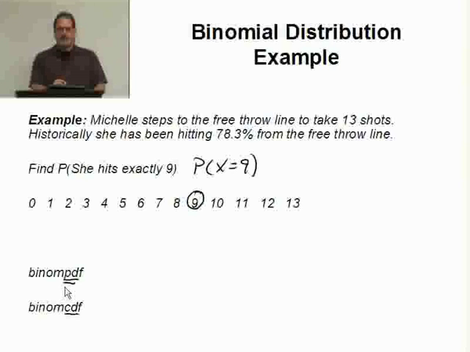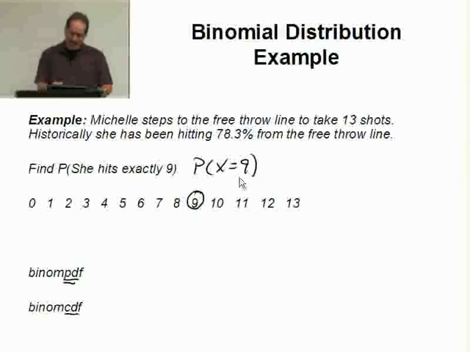CDF is cumulative. The CDF starts at 0, finds a probability of 0, adds it to the probability of 1 success, adds it to the probability of 2, keeps on going until you tell it to stop. So if I use CDF of 9, it'll take the probability of 0 plus the probability of 1 all the way up to and including the probability of 9. Add up all those probabilities. Now I know if I do CDF of 13, that's going to add up all the probability for all the possible outcomes, which we know is going to be 1.